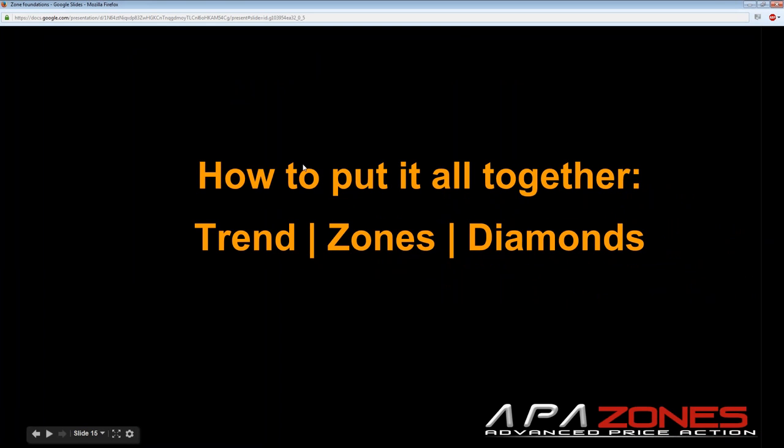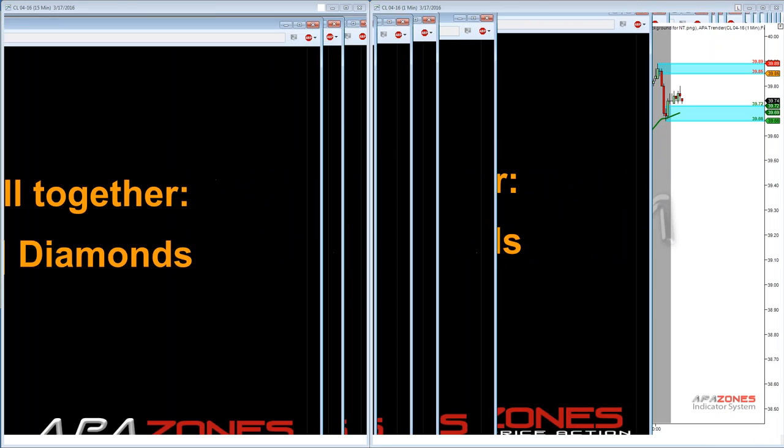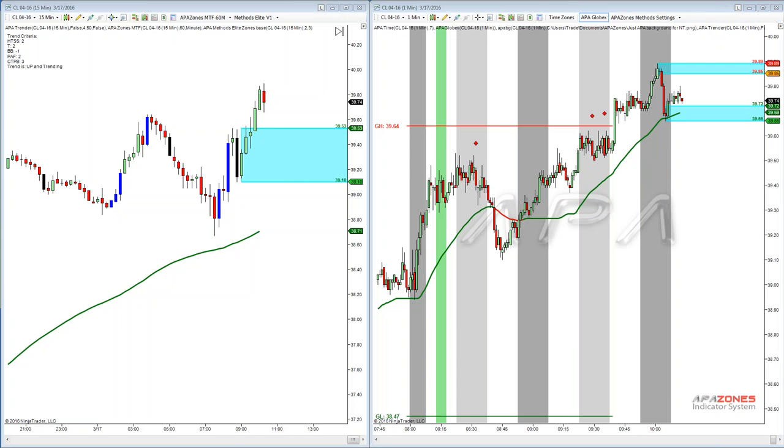Basically, what we're going to be starting with and talking about is trend, zones, diamonds, price action, all the above. Okay, we're going to be putting it all together. And what that looks like and how we can do that consistently every single day with the software that we have, and just basic reading of the bars. So let's go ahead and get started.